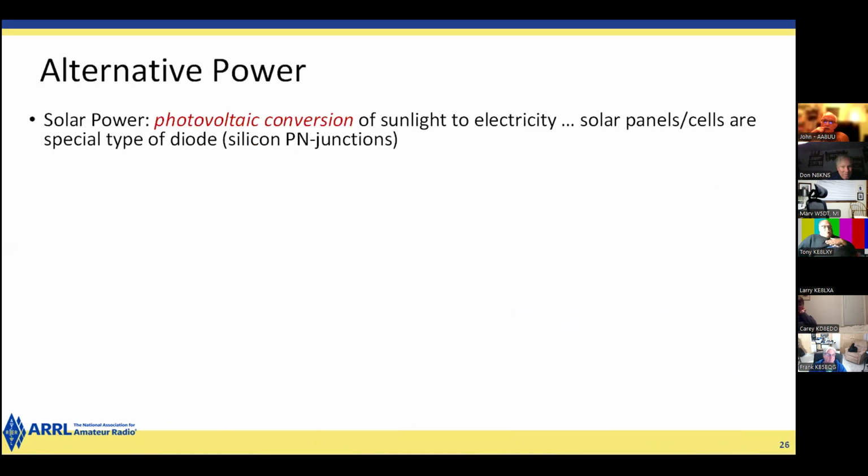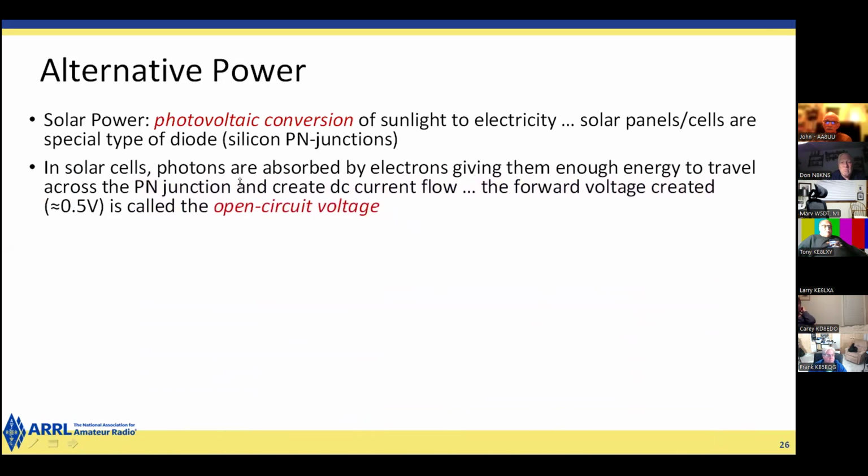Solar power, photovoltaic conversion of sunlight to electricity. Solar panel cells are a special type of diode, silicon PN. Isn't that interesting how everything goes back to a PN junction? In solar cells, photons are absorbed by electrons, giving them enough energy to travel across the PN junction and create a DC current flow. The forward voltage created, approximately 0.5 volts, is called open circuit voltage.